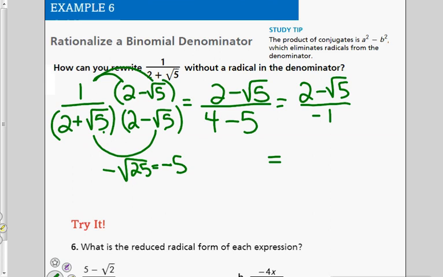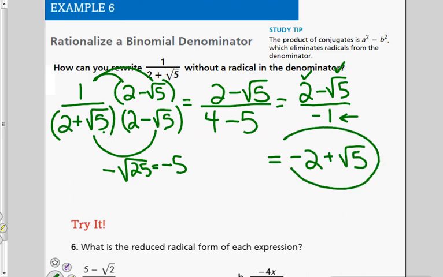If you can divide both of these terms by this or simplify it at all, go ahead. Can you do 2 divided by negative 1? What is it? Negative 2. Can you do negative root 5 over negative 1? What happens? I just showed you what happens. What happens when you have a negative over a negative? It turns to plus root 5. That would be the final answer for example 6. Negative 2 plus root 5.